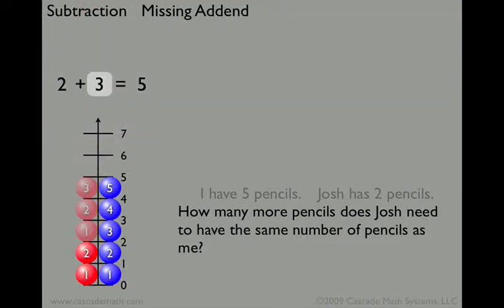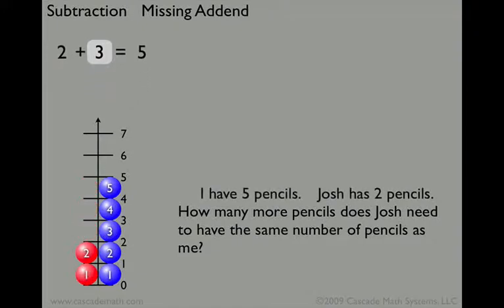Let's look at another way to solve this problem. If I took the number of pencils that Josh already had from the number of pencils that I have, it would tell me how many more he needed to add to have the same amount. 5 minus 2 equals 3.